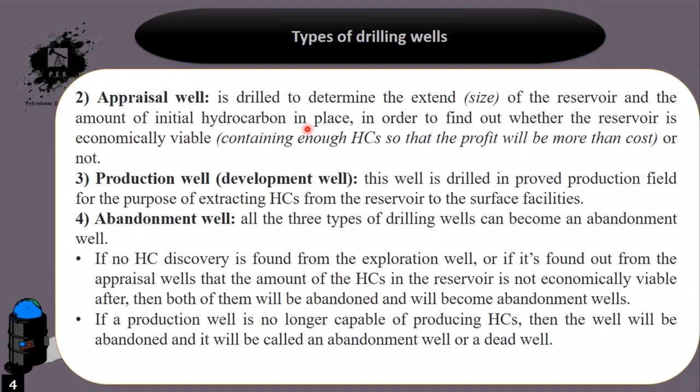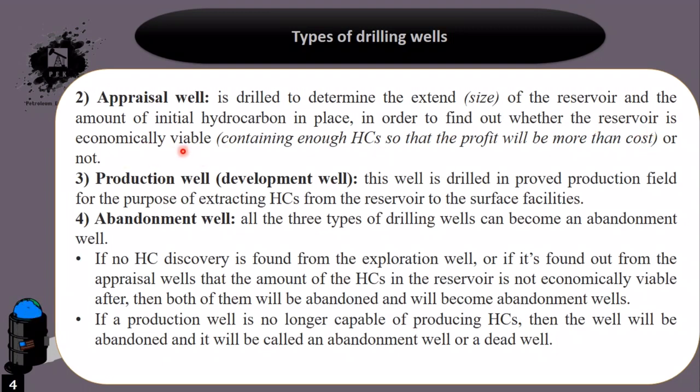So, after drilling this well, after taking the parameters like how big the reservoir is and how much hydrocarbons are in place, we'll calibrate these results, and then finally, if we find out that this reservoir contains enough hydrocarbons, we will proceed with production wells. We will drill it to extract hydrocarbons from it, but only when the reservoir is economically viable.